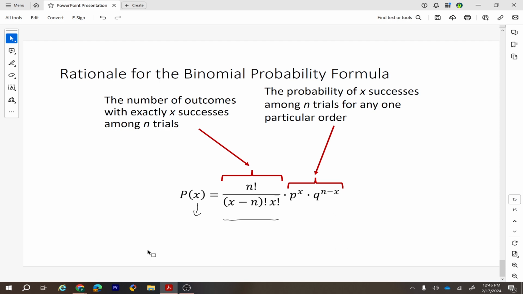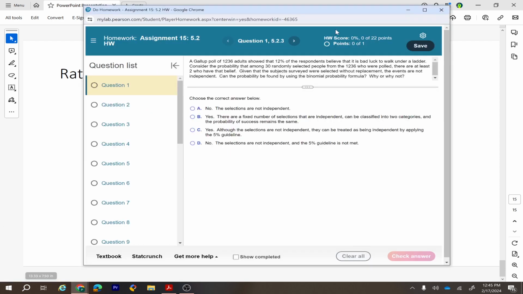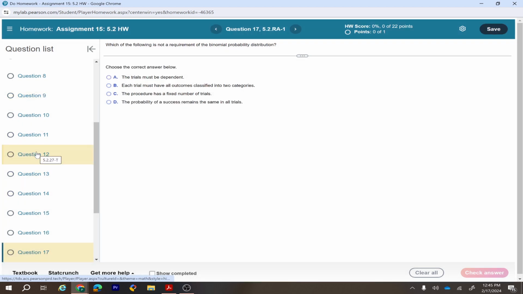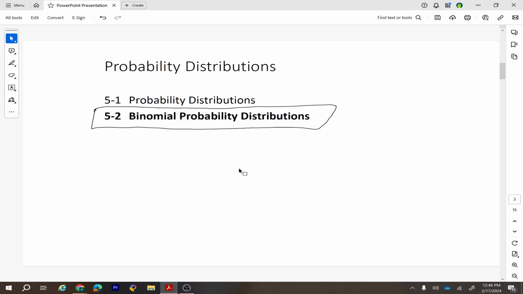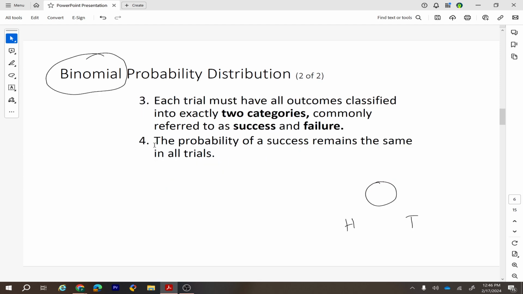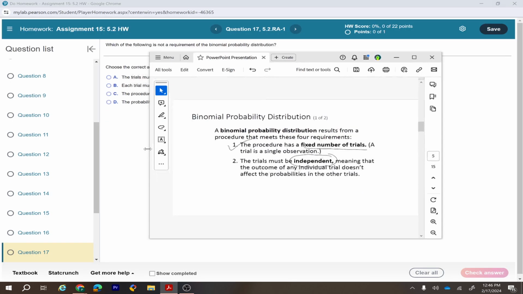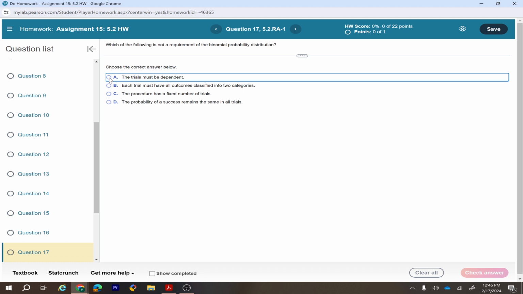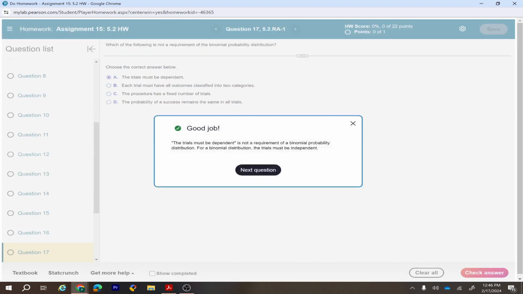Let's look at some examples from section 5.2. Before we do examples, I would like to quickly check which of the following is not a requirement of binomial probability distribution. Whenever we try to do problems for binomial probability distribution, these are the 4 criteria we should verify. Choose the correct answer below. The trial must be dependent. No, that's not true, because the trial must be independent, so that's not a requirement.